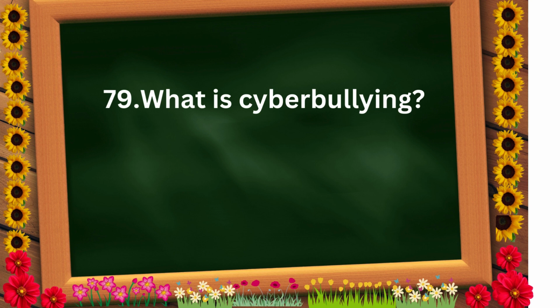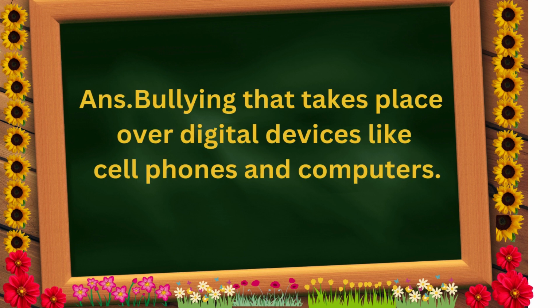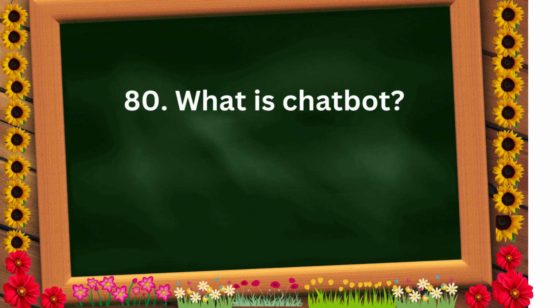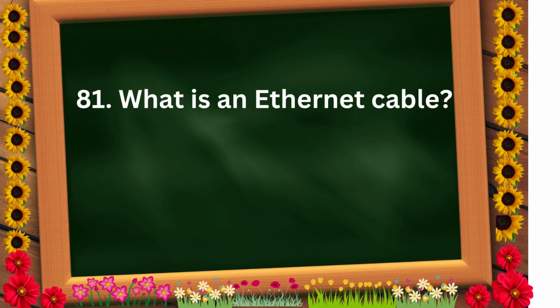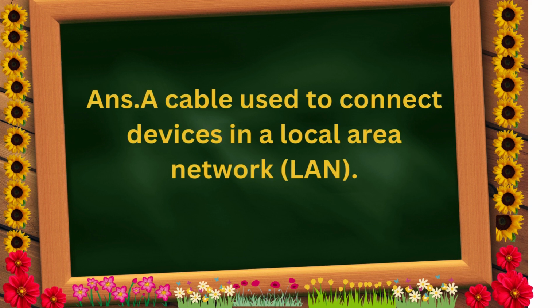What is cyberbullying? Bullying that takes place over digital devices like cell phones and computers. What is a chatbot? A software application used to conduct an online chat conversation. What is an Ethernet cable? A cable used to connect devices in a local area network, LAN.